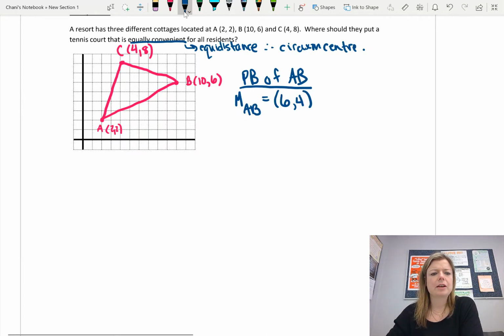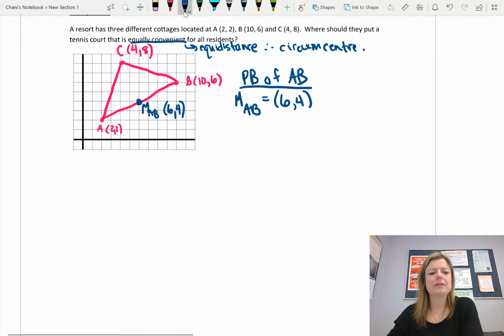We learned about how to find midpoint in the last chapter. So if you can do it quickly, then I don't need to see your calculations. Okay, and that looks right. Again, can't stress it enough that we need a visual check.